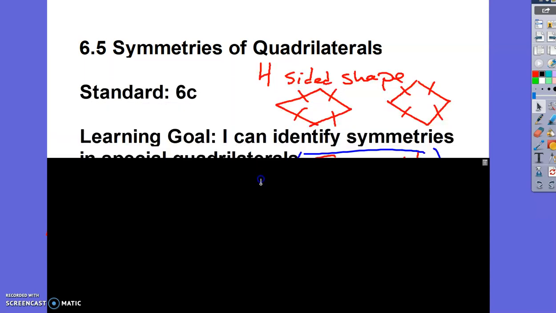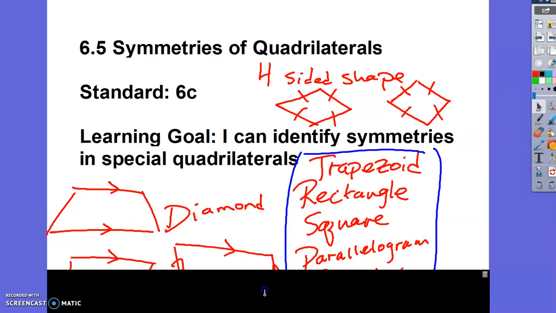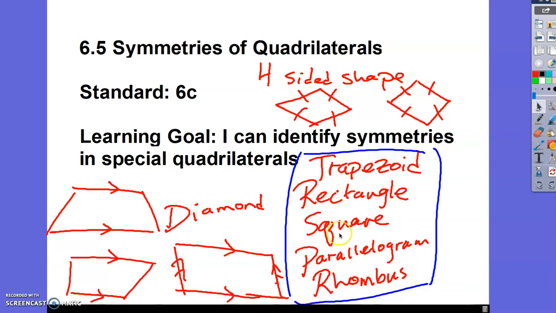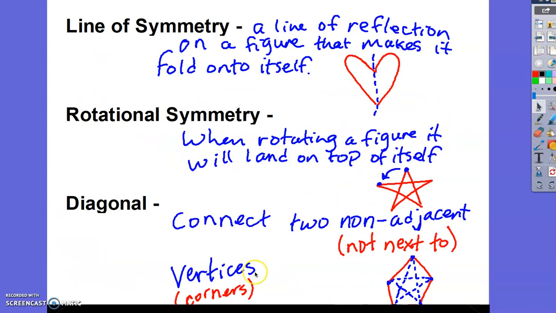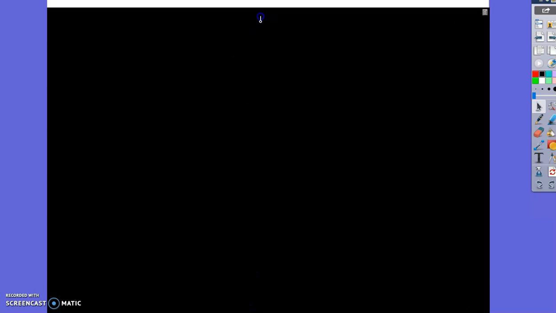So four-sided shapes, and there are some types of quadrilaterals that are really familiar, like rectangles and squares and parallelograms and rhombuses, trapezoids, okay? Those are all types of quadrilaterals which we'll be looking at specifically today. So if we jump ahead here, okay, so we're going to be looking at three things.